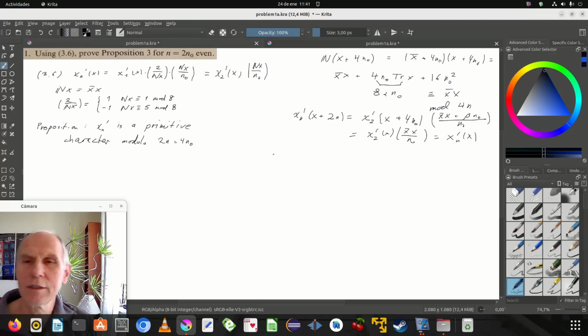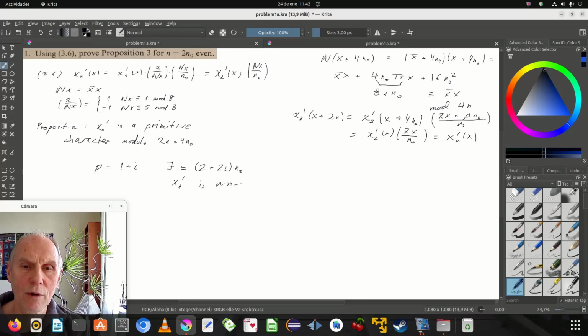Next, we shall show that it is primitive, and that's going to be the bulk of the work. And we have the same three cases as in the book. The first is when the prime is 1 plus i. And then the ideal we are working on is modulo 4 n naught, so that means we are in 2 plus 2i n naught, and we must show that chi n mark is non-trivial on 1 plus i.